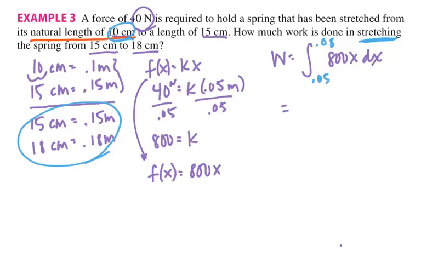So now we can integrate. 800x is easy to integrate. It becomes x squared, so we divide that by 2 and we get 400x squared from 0.05 to 0.08.